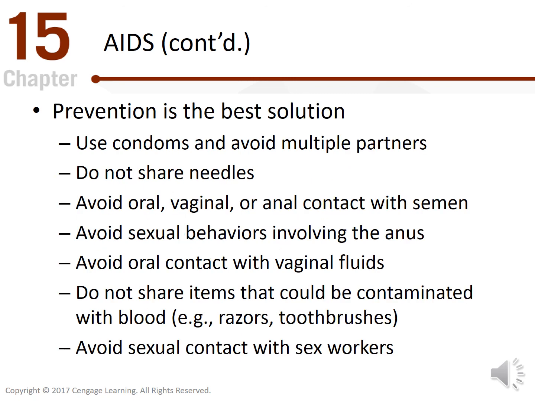Prevention is the best solution. Use condoms and avoid multiple partners. Do not share needles. Avoid oral, vaginal, or anal contact with semen. Avoid sexual behaviors involving the anus. Avoid oral contact with vaginal fluids. Do not share items that could be contaminated with blood, such as razors and toothbrushes. Avoid sexual contact with sex workers.